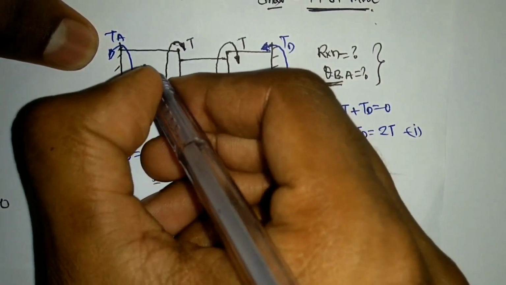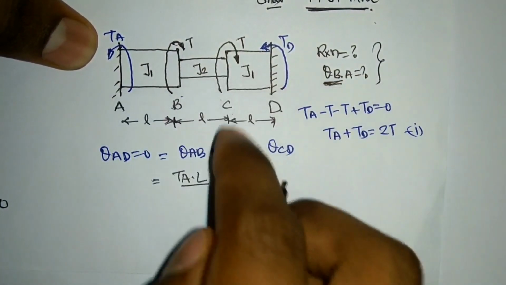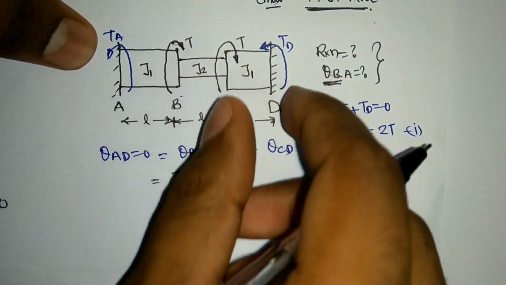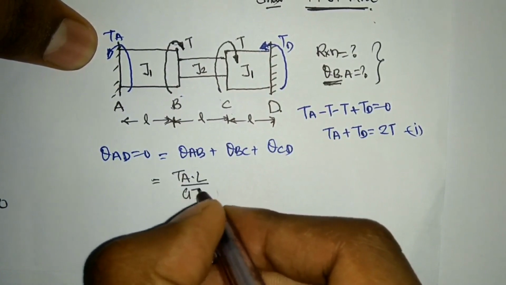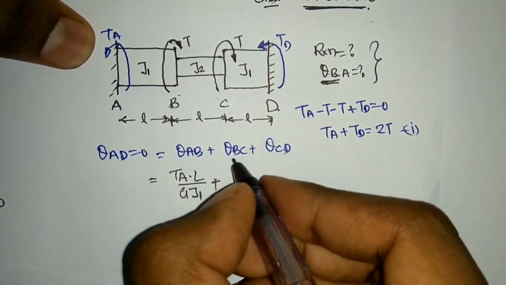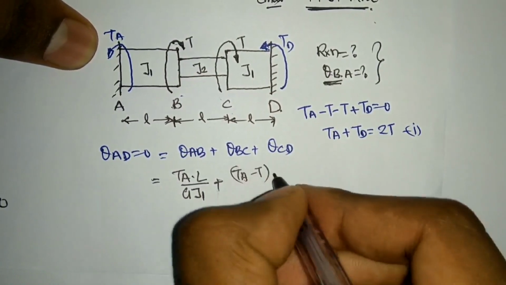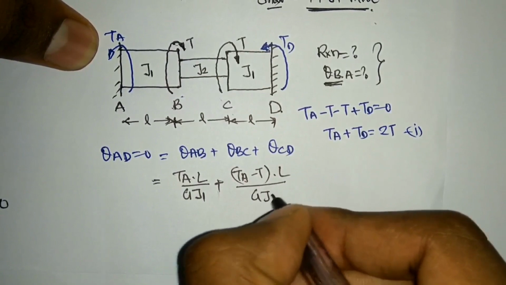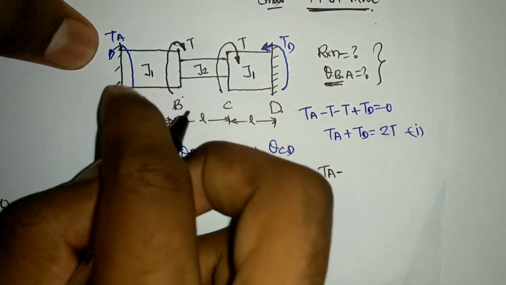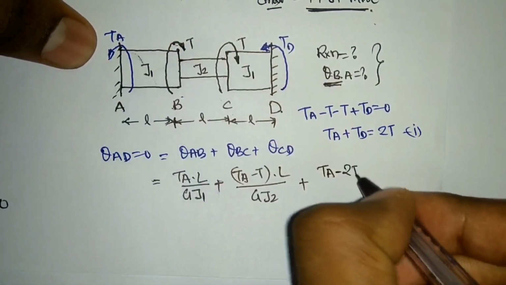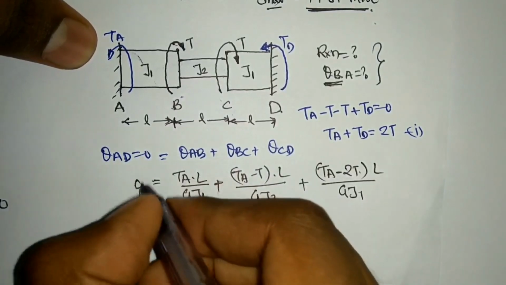So let's say this is my J1, this is J2, and this is again J1 only. These two shaft portions CD and AB have the same diameter, so TA L divided by G J1 plus theta BC, it will be (TA minus T) into L divided by G J2, plus theta CD, that is (TA minus 2T) into L divided by G J1, and that is equal to 0.